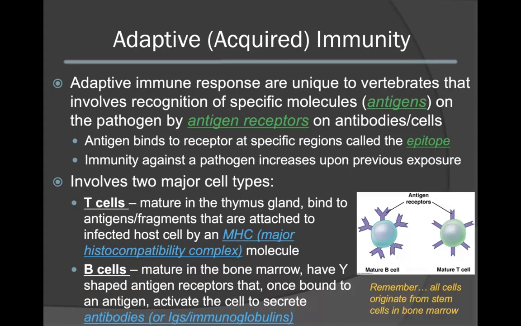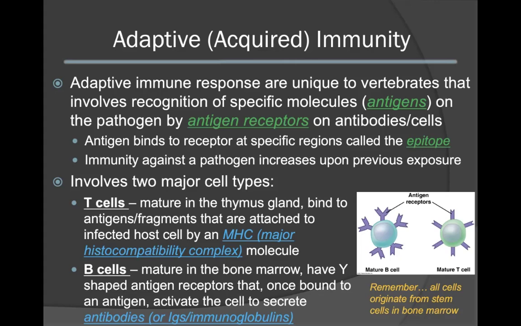We are now going to take a look at what occurs in adaptive or acquired immunity. Adaptive immunity responses are a unique adaptation in vertebrates. It involves the specific recognition of molecules or antigens on a pathogen through the use of antigen receptors on antibodies or specific immune cells. Antigens will bind to receptors at specific regions called the epitope.